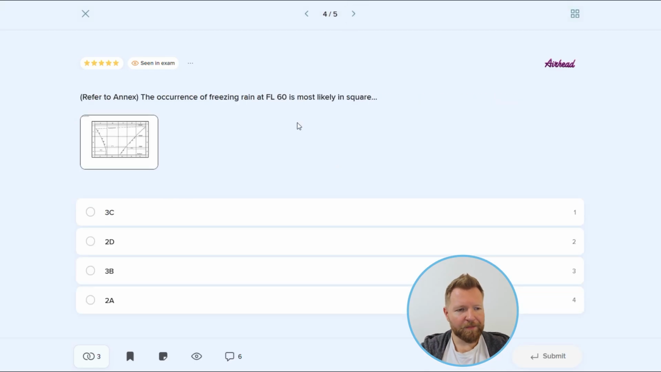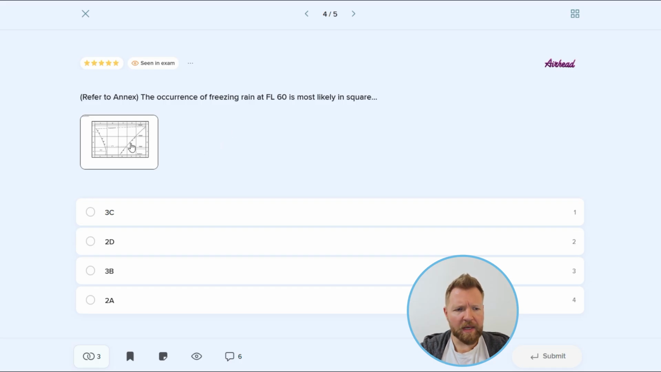Question number 4. Refer to Annex. The occurrence of freezing rain at flight level 60 is most likely in square 3 Charlie, 2 Delta, 3 Bravo, or 2 Alpha. The freezing rain is a precipitation that we can encounter usually ahead of a warm front. It's the rain that falls from a relatively warm cloud into the very cold air mass. The drops must form in a cloud in the warm sector below the 0 degrees isotherm and fall into the colder mass in front of warm front above 0 degrees isotherm.